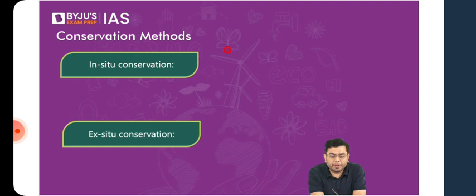Now, when we talk about the principle of the process of conservation, that principle revolves around two basic aspects. One is the in situ method of conservation and another is the ex situ method of conservation. So when we say the in situ method of conservation, what do we mean by that? What is meant by ex situ conservation?